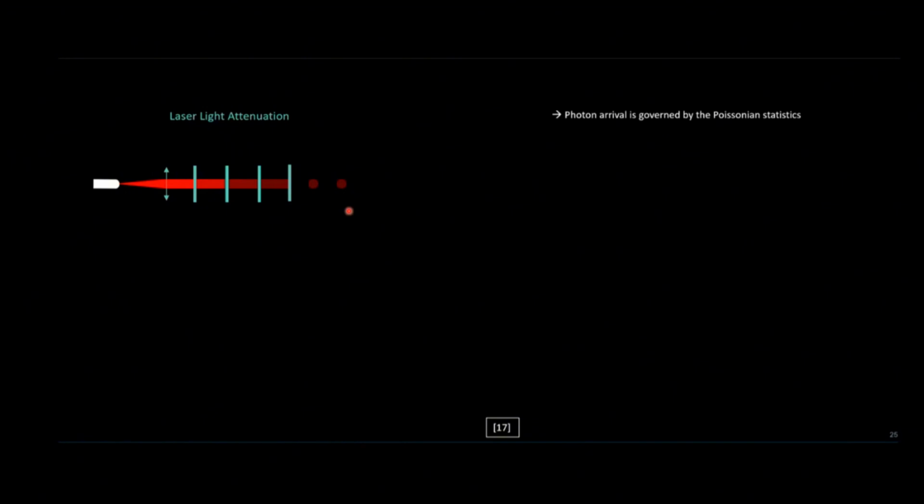Let's see how we can actually generate single photons in order to transmit single photons. There are different ways. One way would be to have a laser source and to put attenuating plates. Each of those plates would attenuate the laser beam, and after that we would get some single photon output.